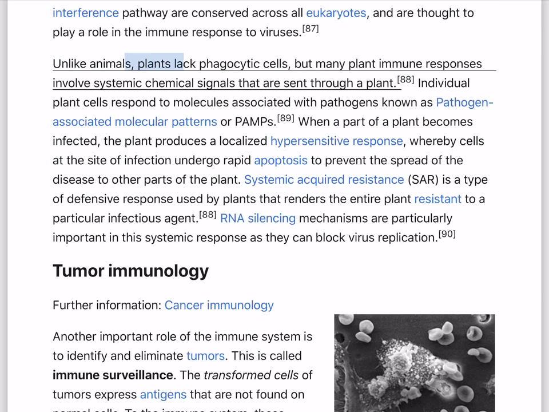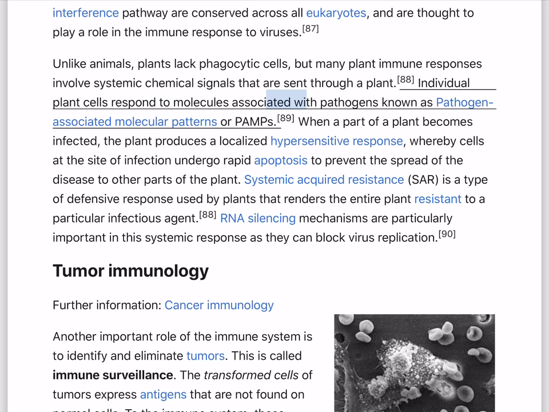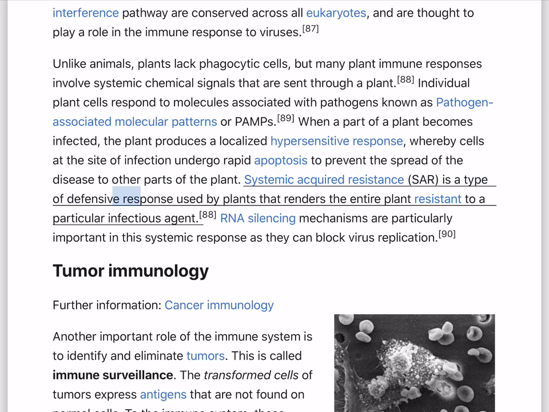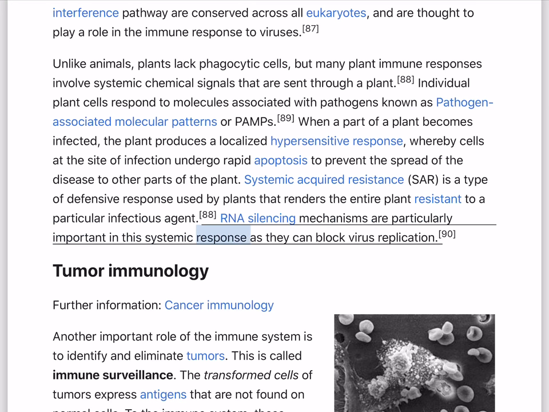Unlike animals, plants lack phagocytic cells, but many plant immune responses involve systemic chemical signals that are sent through a plant. Individual plant cells respond to molecules associated with pathogens known as pathogen-associated molecular patterns, or PAMPs. When a part of a plant becomes infected, the plant produces a localized hypersensitive response, whereby cells at the site of infection undergo rapid apoptosis to prevent the spread of the disease to other parts of the plant. Systemic acquired resistance, SAR, is a type of defensive response used by plants that renders the entire plant resistant to a particular infectious agent. RNA silencing mechanisms are particularly important in the systemic response as they can block virus replication.